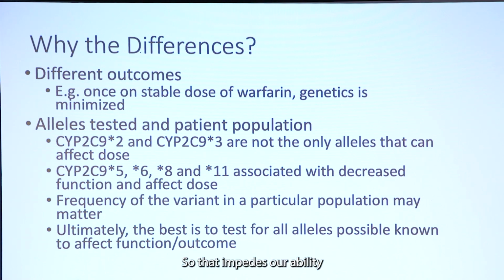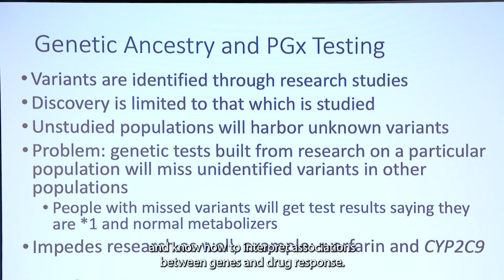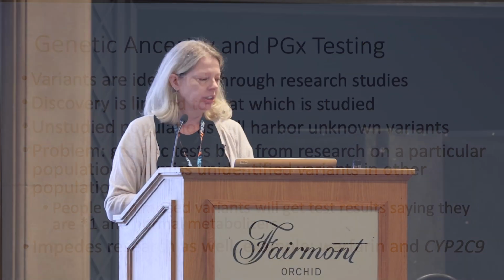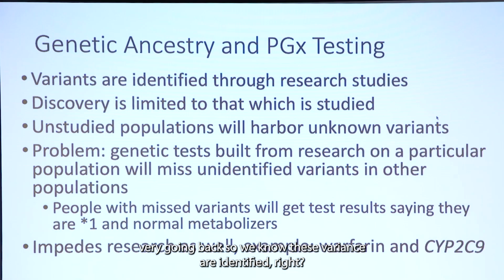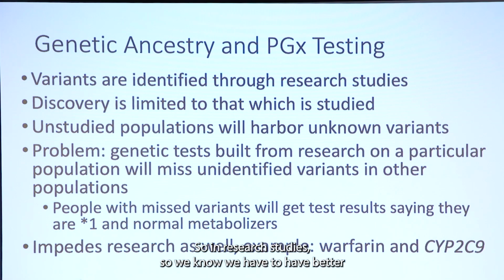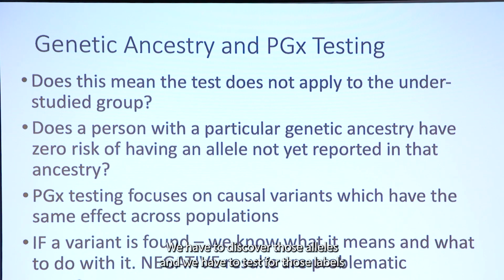So that impedes our ability to even understand what is going on and know how to interpret associations between genes and drug response. So I am going to speed through some of these last slides. We know these variants are identified in research studies. So we know we have to have better research in diverse populations. That's a fact. We have to discover those alleles, and we have to test for those alleles in order to have a really good test for a particular population.